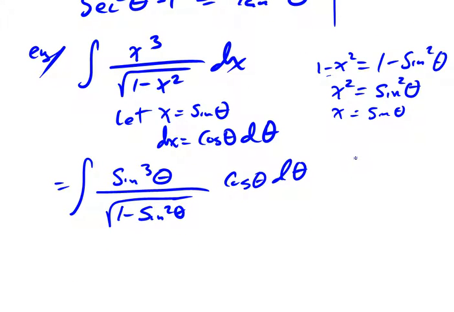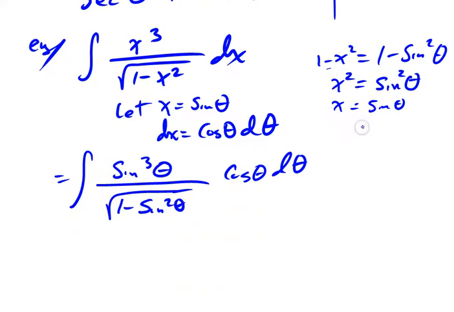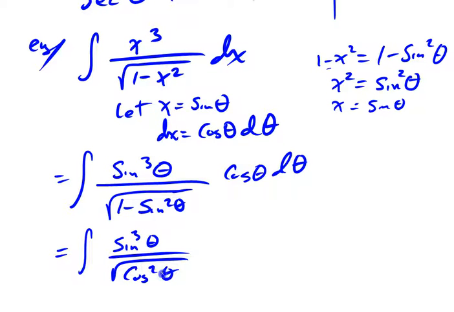But 1 minus sine squared theta, sorry, I keep sliding up and down, 1 minus sine squared theta is cosine squared theta. So the stuff under that square root there, I'm going to replace it. So I've got a sine cubed theta, I've got a square root of cosine squared theta, and then I've got a cos theta d theta here.